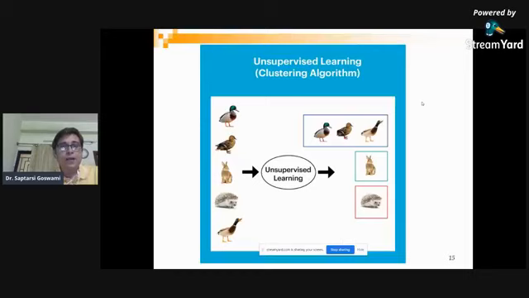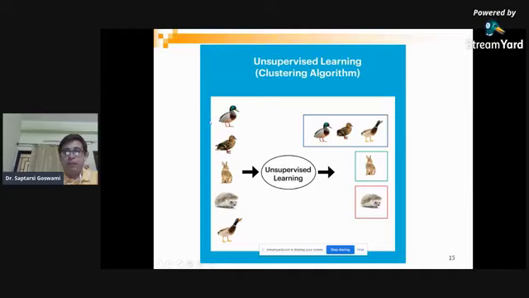Now let's come to unsupervised learning. And one of the most important categories of unsupervised learning is clustering. Okay. So if you compare the pictures of classification and clustering, they look very similar, right? So what are the differences? The first difference is that you don't see any labels over here, right?